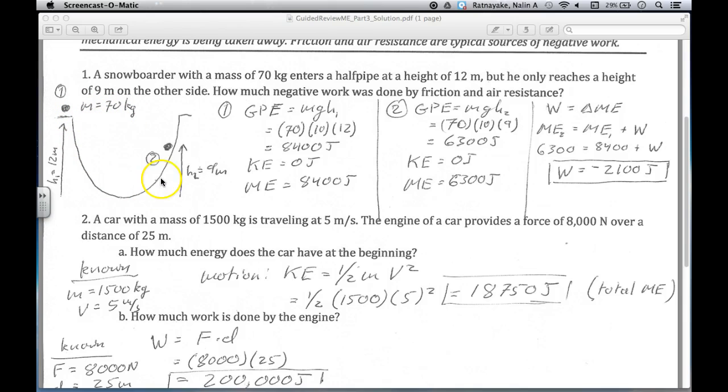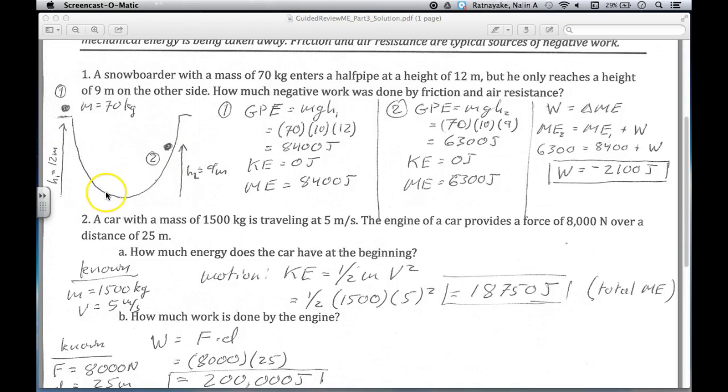And then we go down this half pipe and we end up over here. I labeled that position 2, and I said H2, the height at position 2, is only 9 meters, because this snowboarder goes down and comes back up and only has 9 meters of height on the other side. So immediately we know that work is being done, because clearly the snowboarder has lost total mechanical energy.